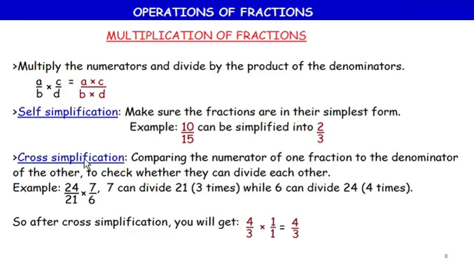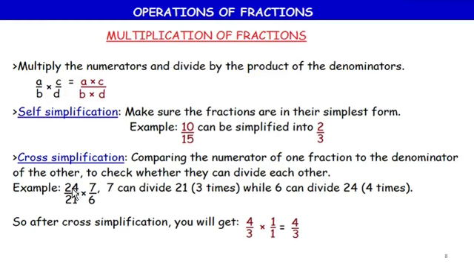Yeah. We also have what we call the cross simplification, right? So this is another form of simplifying fractions before you even multiply. Alright. So with cross simplification, we compare the numerator of the first fraction to the denominator of the other fraction, and then we also compare the denominator of the first to the numerator of the second. So it goes in that kind of cross format, right?